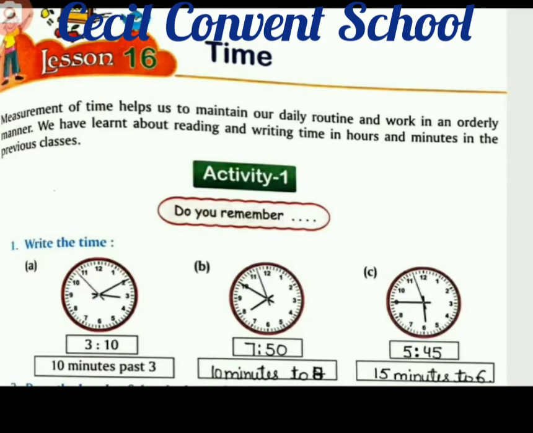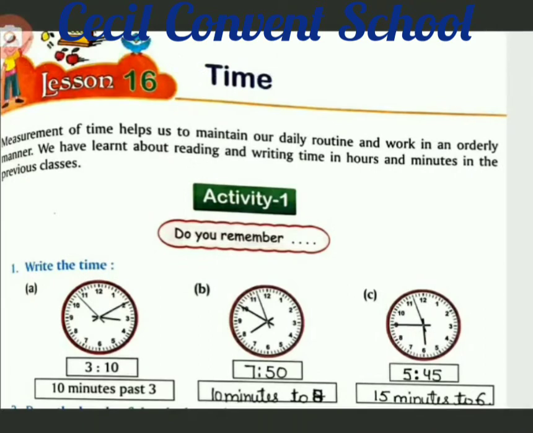Now see C part. In C part, firstly see the smaller hand is between 5 and 6. So we take 5, and now see the biggest hand. It is on 9, so we will write 5:45. Now how many minutes are left to become 6? Only 15 minutes left, because if I count 10, 11, 12, there are only 3 numbers left. Those 3 numbers you have to multiply by 5. It will come 15 minutes. You can write 15 minutes as quarter also. That is also correct. Quarter to 6.